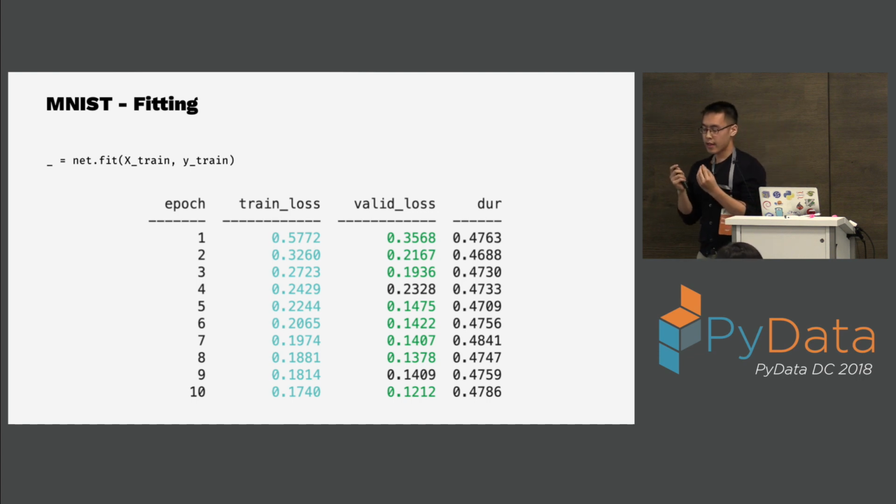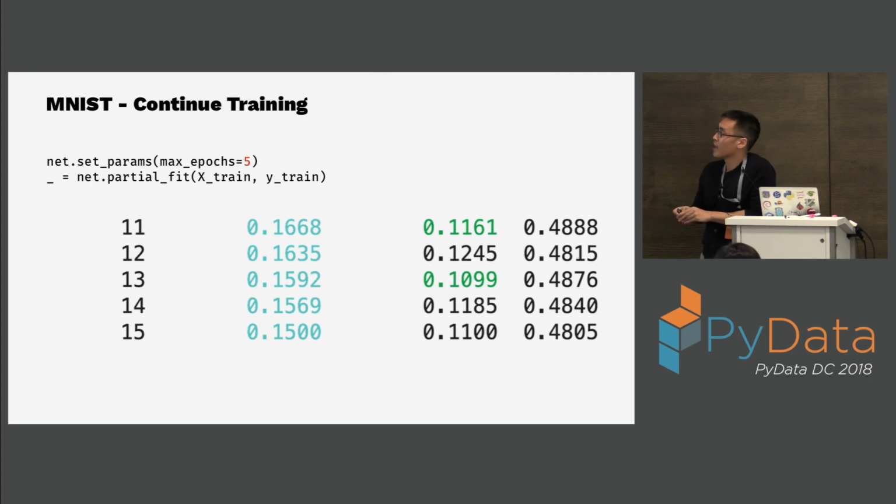Remember that Scikit-learn has a set params method. And in this case, if we want to continue training this neural net, let's say this is not good enough, for only 5 epochs, we could do that. We could call set params with the max epoch equal to 5 and call partial fit this time. Partial fit continues training the neural net. And remember before we started at epoch 10, now we start at epoch 11 and then epoch 15.